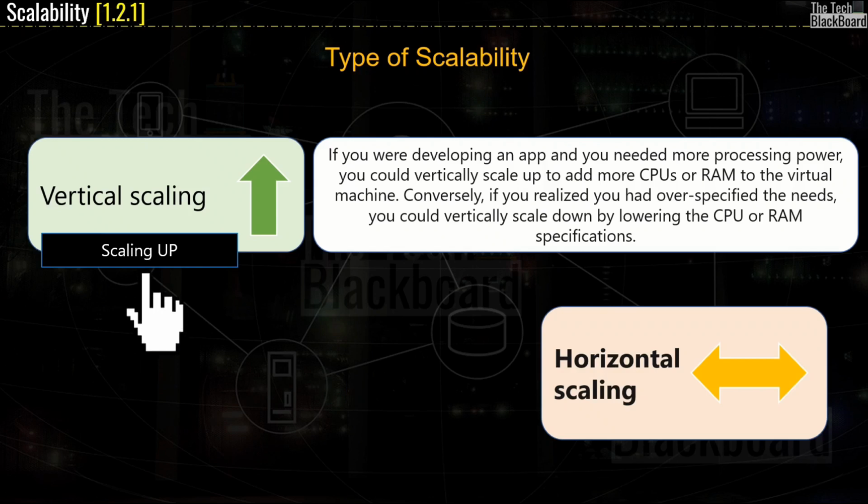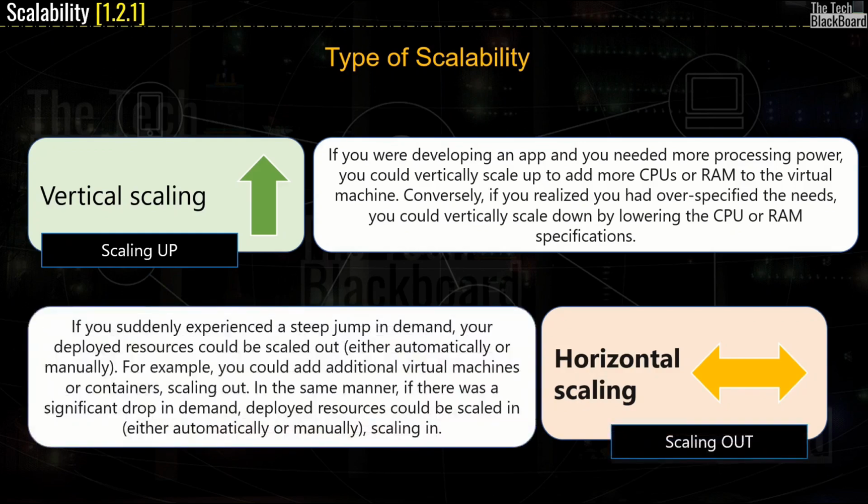With horizontal scaling, which is also known as scaling out, if you suddenly experience a steep jump in demand, your deployed resources could be scaled out. For example, you could add additional virtual machines or containers for scaling out. In the same manner, if there was a significant drop in demand, deployed resources could be scaled in, either automatically or manually, and that is known as scaling in.